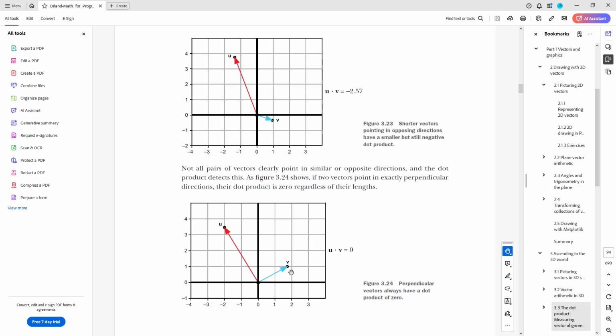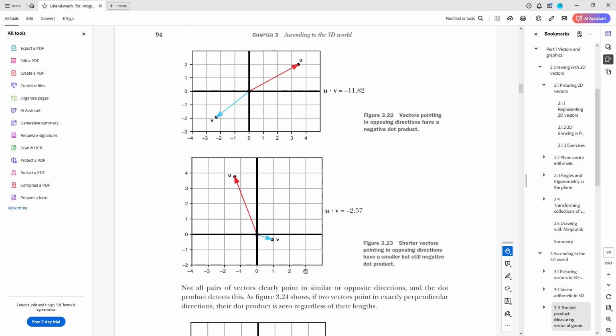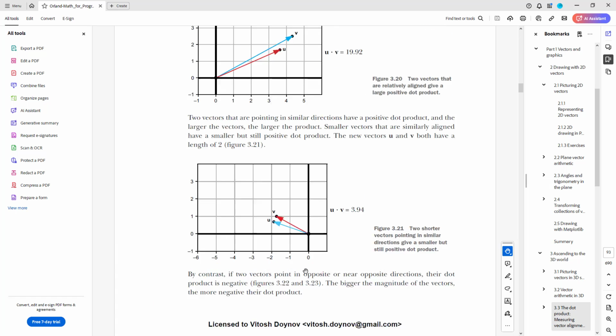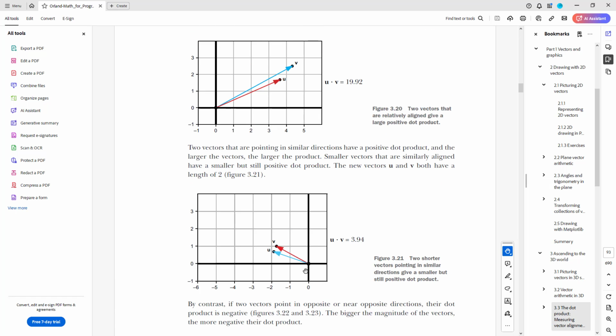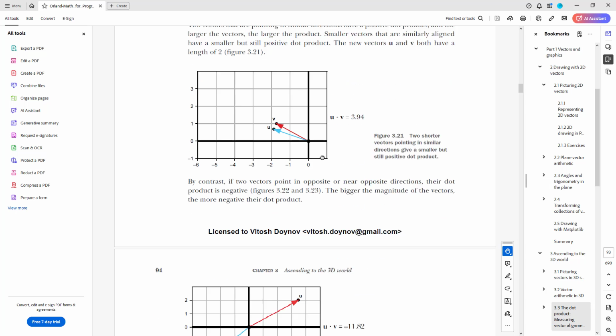What we can say, just by these 5 examples so far, is that the dot product is a measurement of how aligned two vectors are. If they are really aligned, their dot product is positive for sure. Bigger vectors, more positive. Smaller aligned vectors, not so positive.